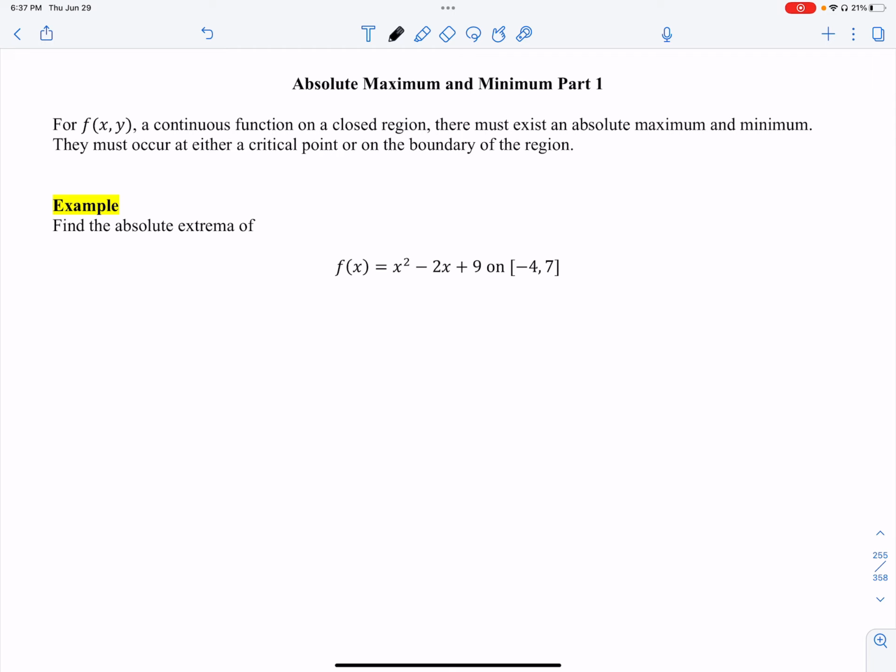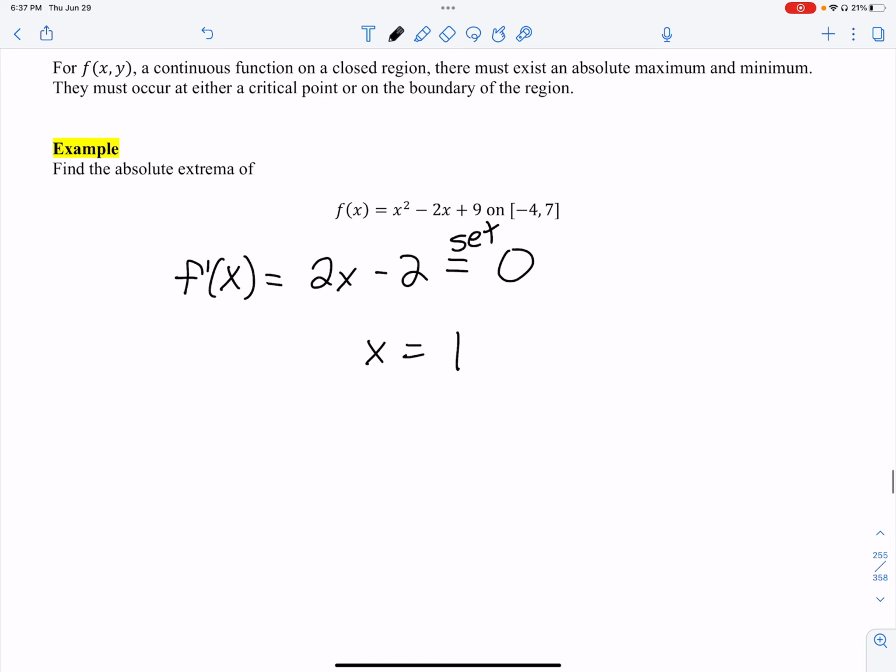So there was a couple things. To find the extrema given the calculus method, just the relative extrema, I'd find my first derivative. So the first derivative of that function is 2x minus 2, right? And then you would set this equal to 0 and solve. I get x equals 1. So I'm going to plug that into my function. I got f of 1. 1 squared is 1, minus 2 is negative 1, plus 9 is 8.